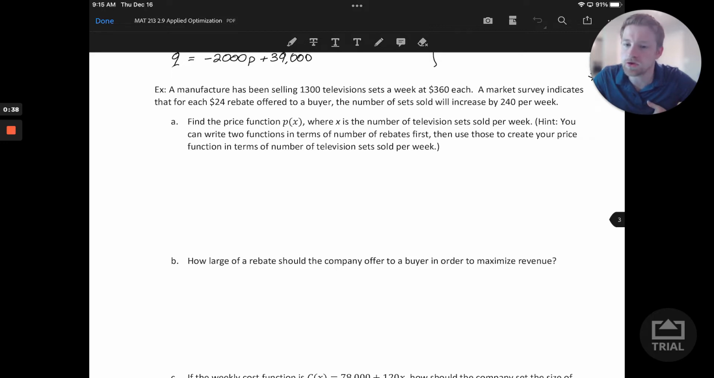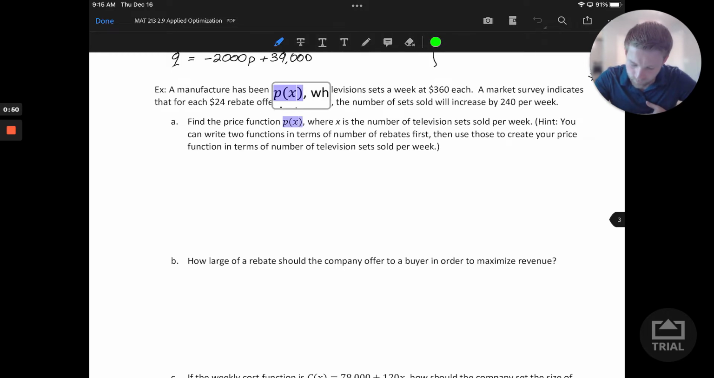So let's go ahead and jump into the first part, and then we'll try to analyze and put together the data. So we want to first find the price function. We'll call that P of X, where X is the number of television sets sold per week. And they give us a little hint here to write this out in two steps. You can write out the two functions in terms of the number of rebates first, and then use these to create your price function in terms of number of TV sets sold per week.